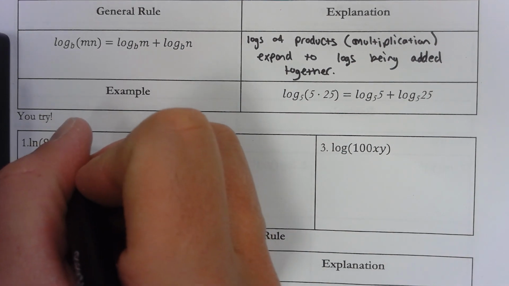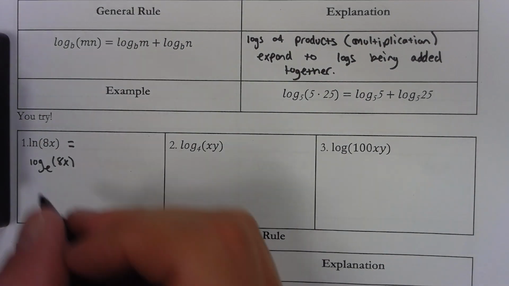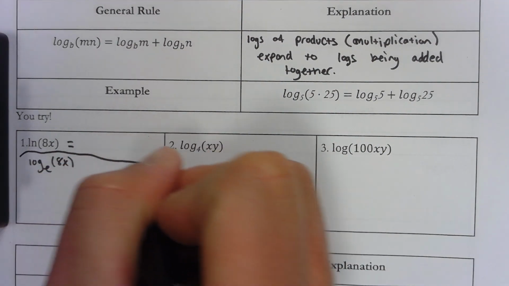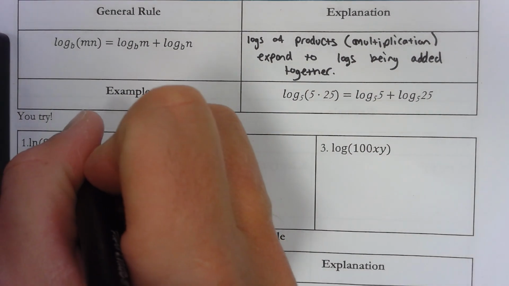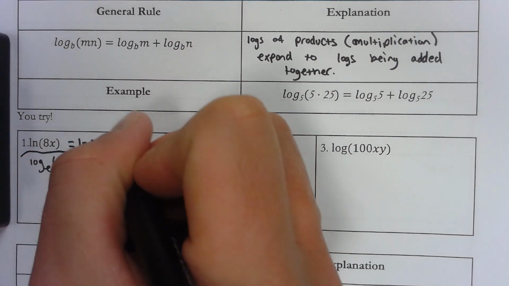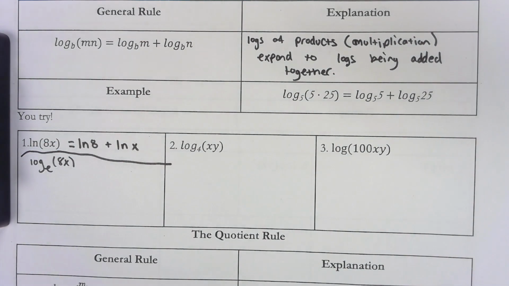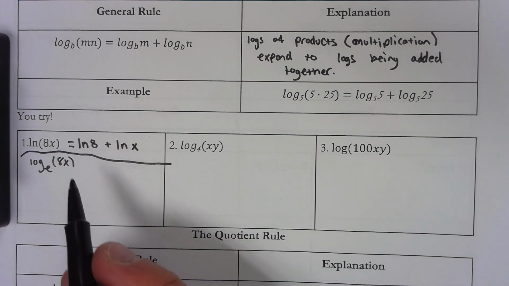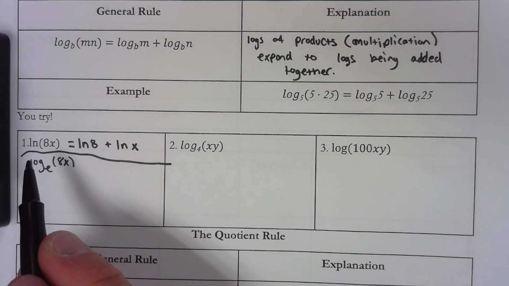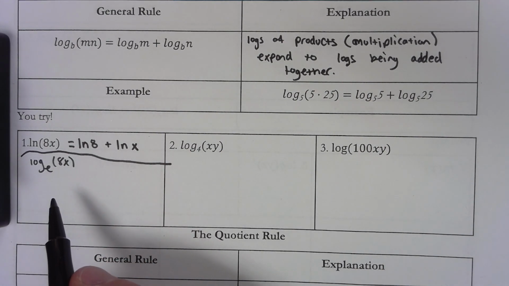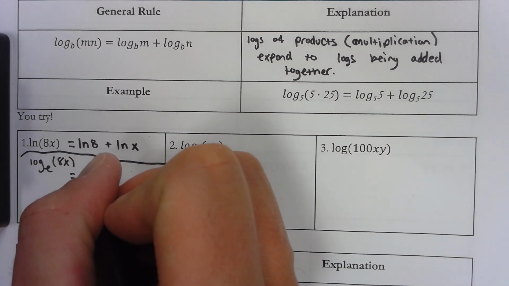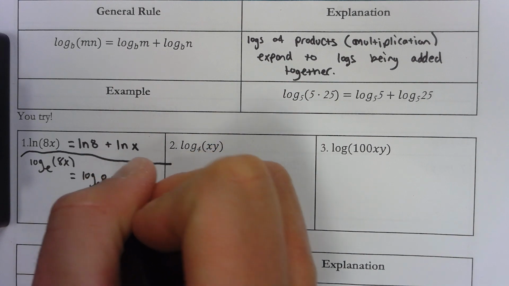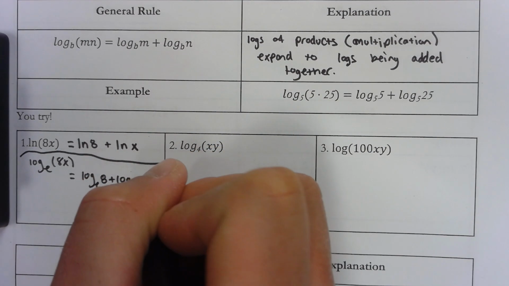So you can expand this. If you leave it as natural log, which is mathematically the most correct way to do it, it'd be natural log of 8 plus natural log of x. If I work with it as log base e, which again, for what we're doing here as we're learning this is perfectly okay, that would be log base e of 8 plus log base e of x.